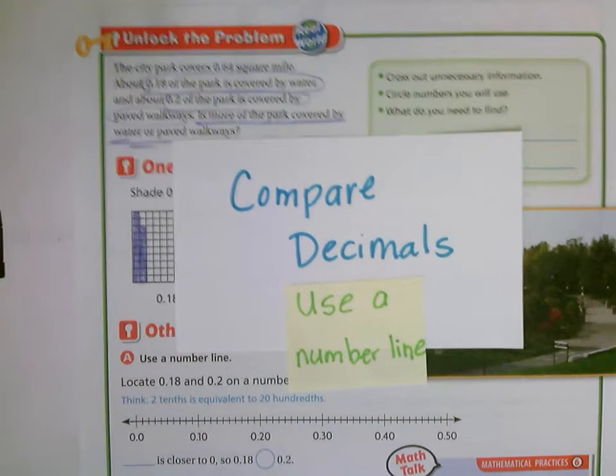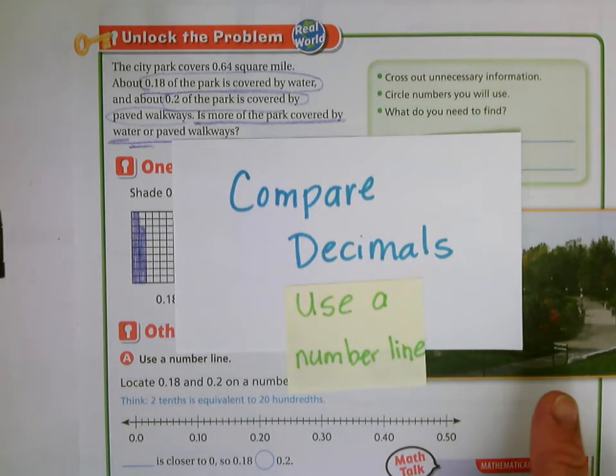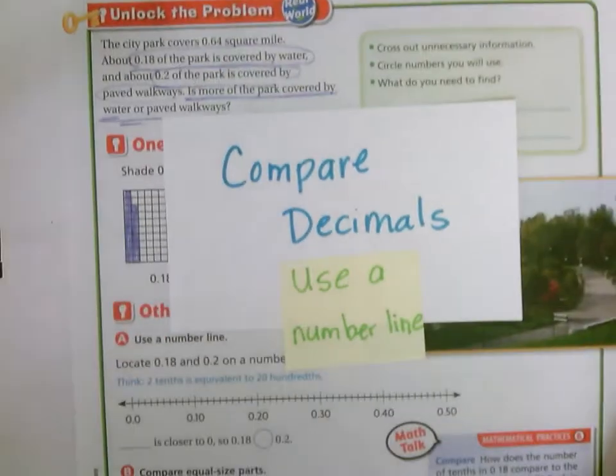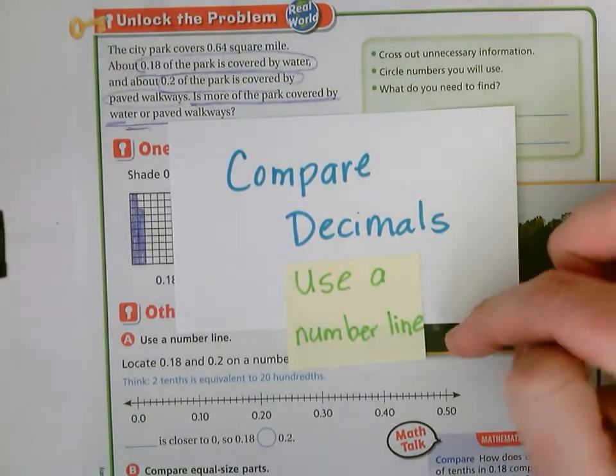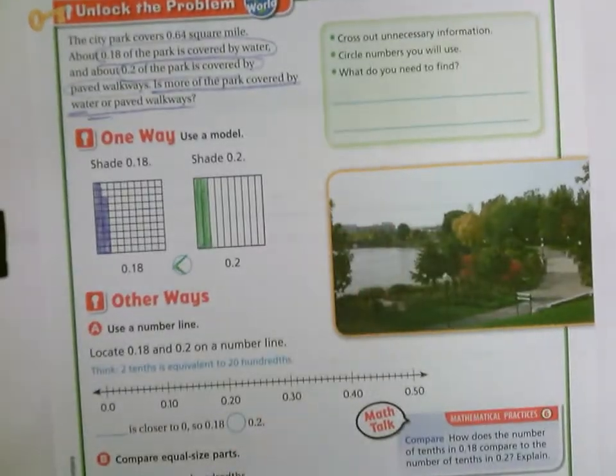Let's take a look at our next strategy for comparing decimals. Our next strategy is called using a number line. We already drew a model in our last lesson, so now we're going to look at using a number line to compare decimals. We're going to use the same problem we were looking at earlier.